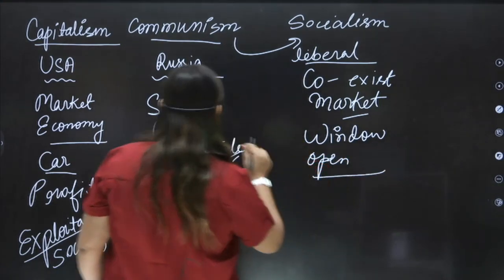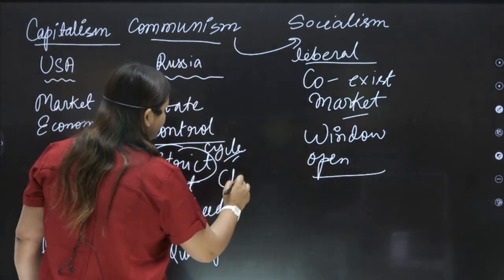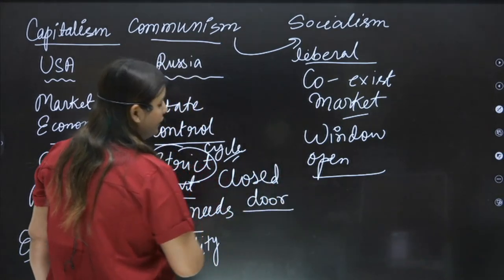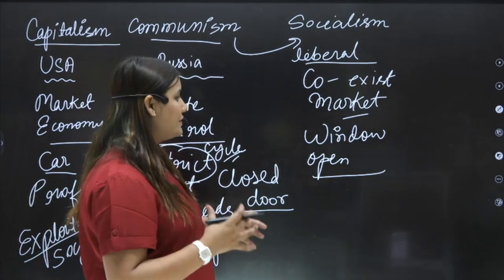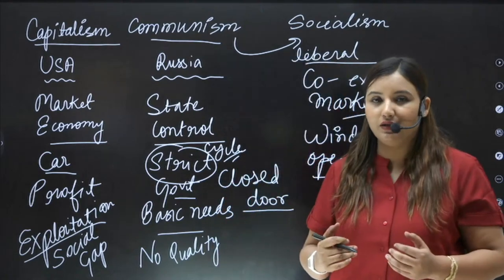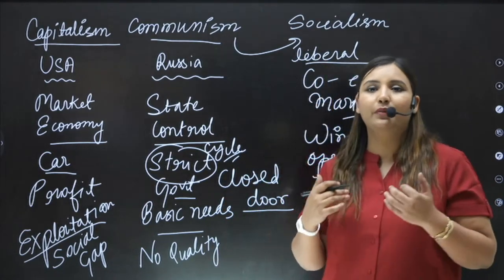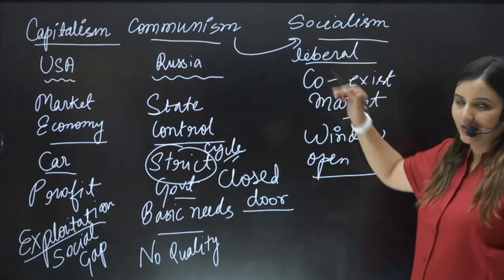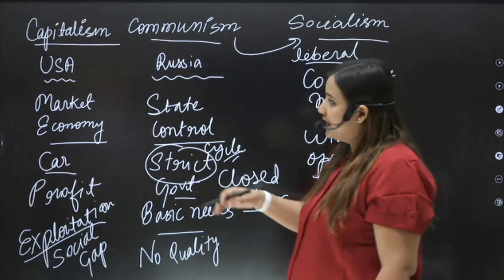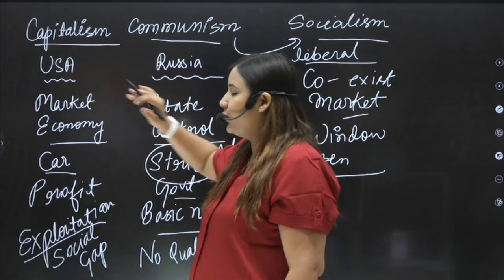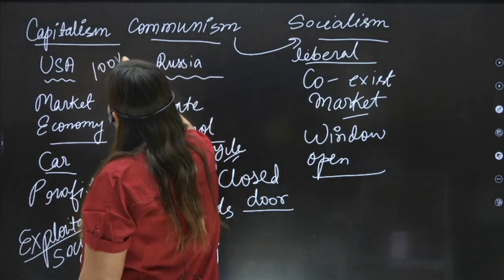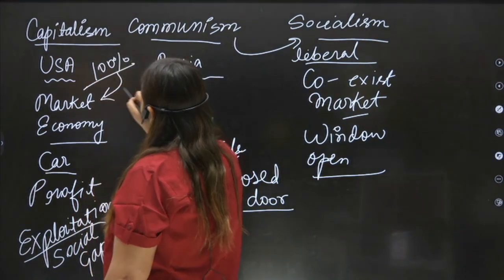However, communism is very strict. They are a closed door economy, completely closed. They don't open their door for any other country. They are very strict. But in socialism, they open the doors for other countries, for other markets, for private traders. And sometimes they say that we can give you an open window. So you can say that capitalism in USA is something where 100% it is all about market.